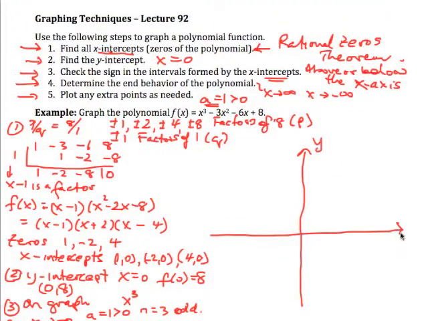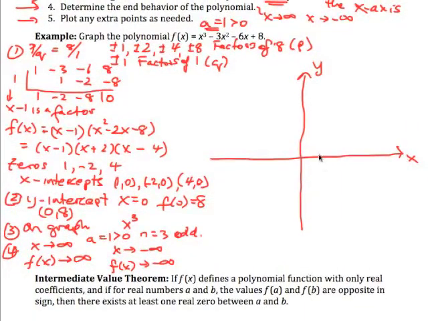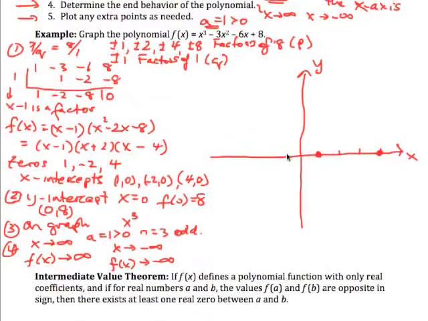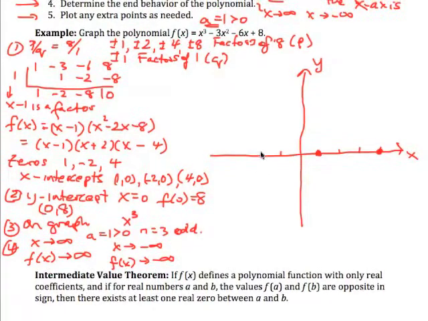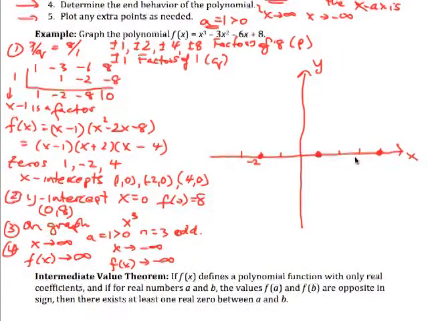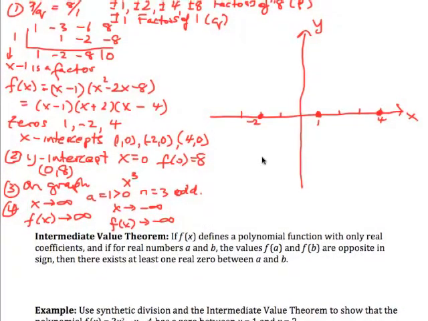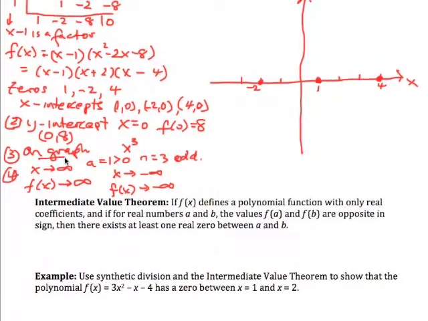Here are our axes. Make sure you label those. Our intercepts are 1, 2, 3, 4, so there's 1 there, and we have -1, -2 and -3, so there's -2 there. Now let's check the signs in between. We can do this down here on the graph.